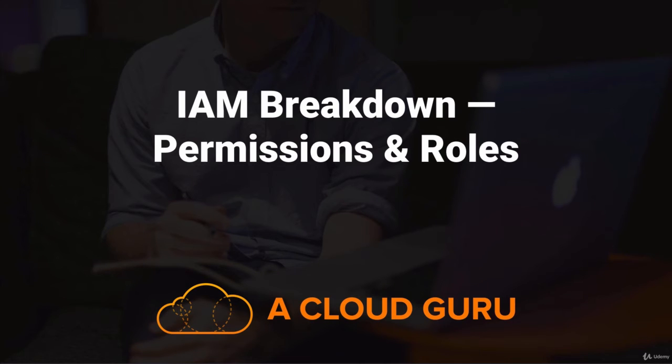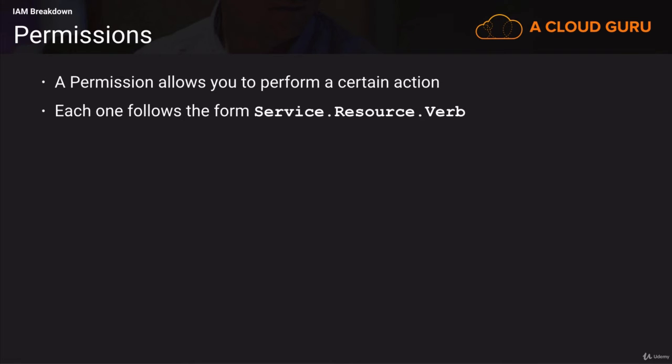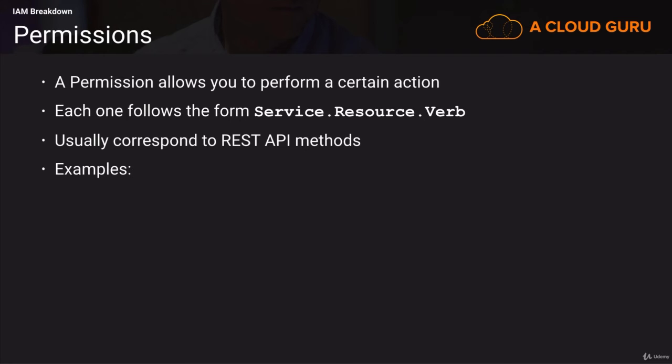Okay, in this lecture we're going to dig into the part of IAM that's all about controlling what you can do. A permission allows you to perform a certain action, and each one follows the pattern service.resource.verb. Usually, each permission that a service defines corresponds to a single one of the methods in its REST API. This would probably mean more to you if you were writing the code to make those REST API calls, but hopefully you'll just be using some language libraries that do all of that for you automatically.